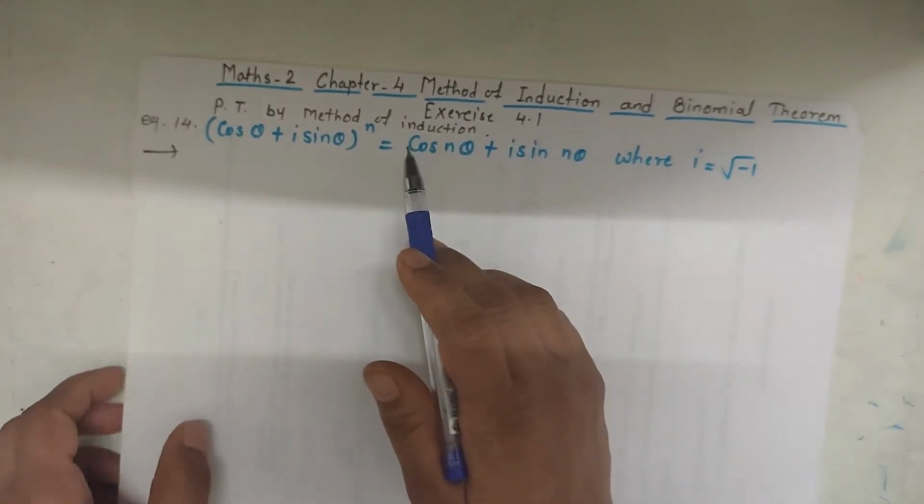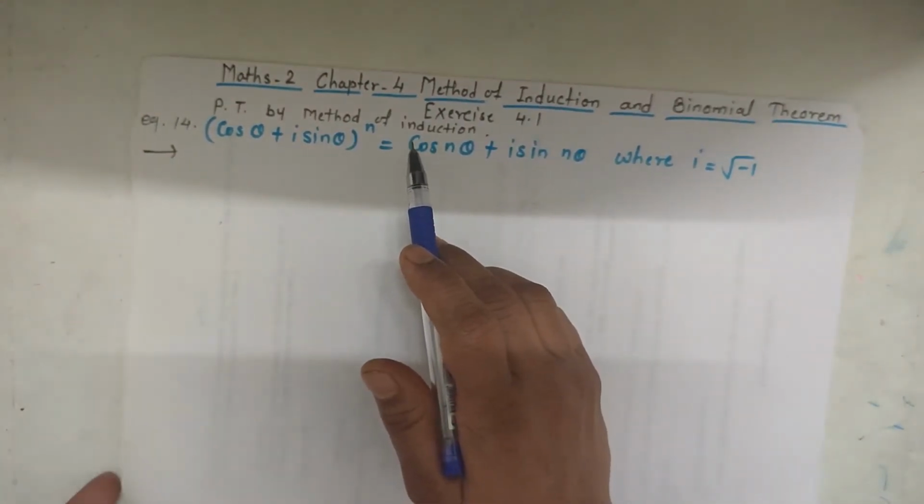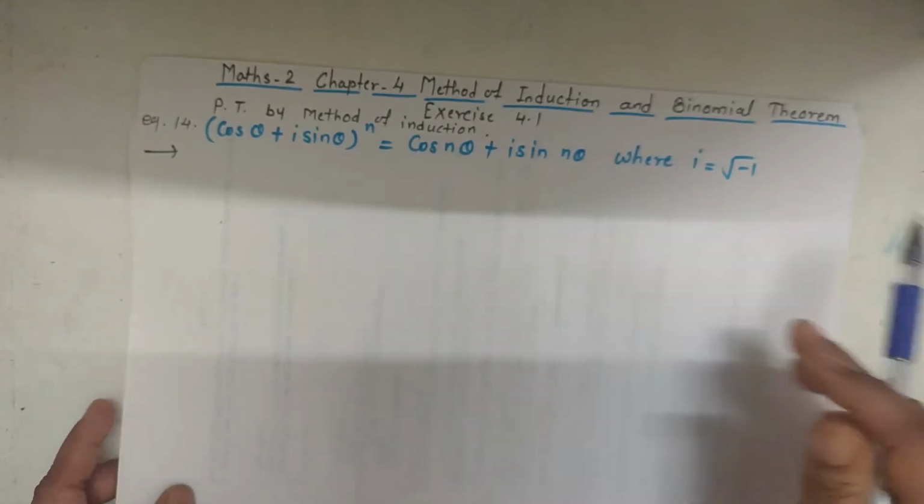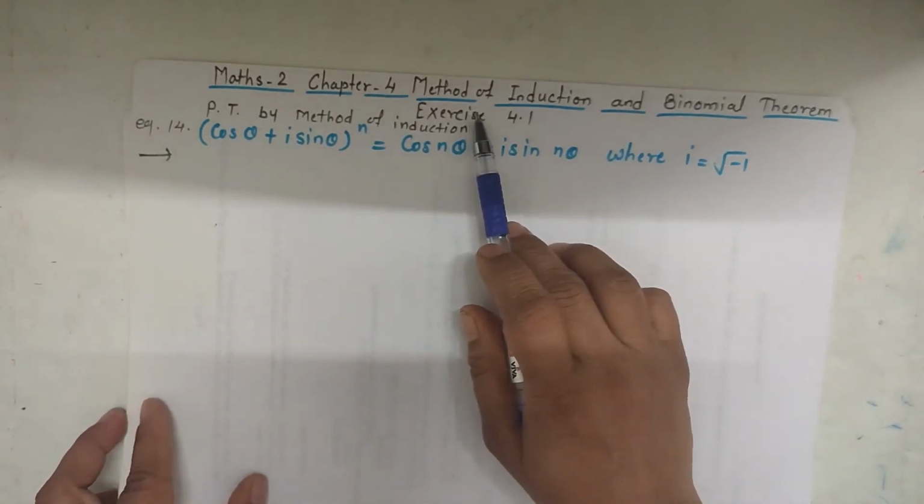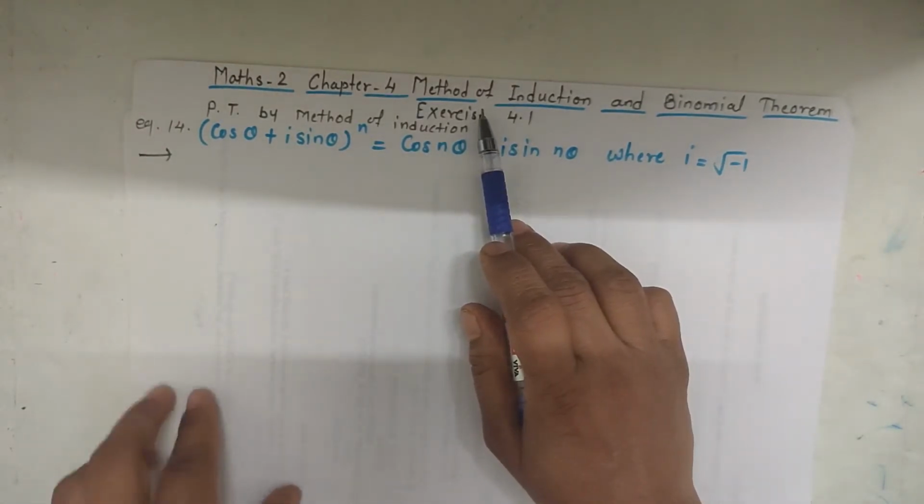Hello students, in this video we are going to solve the examples on exercise 4.1 which is based on method of induction and binomial theorem. Let us see the example number 14.